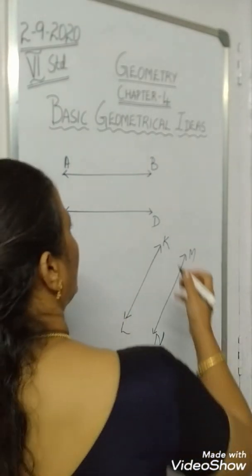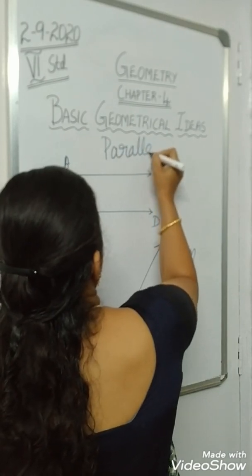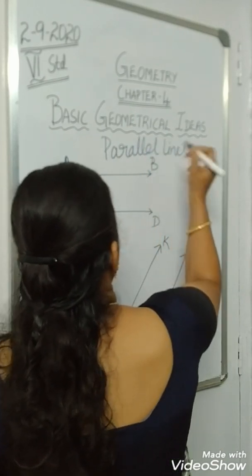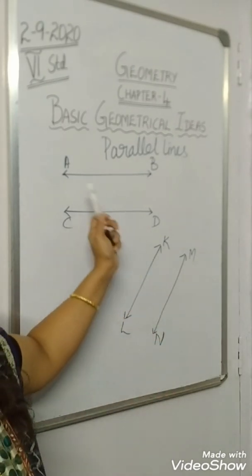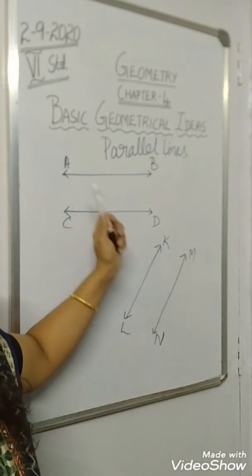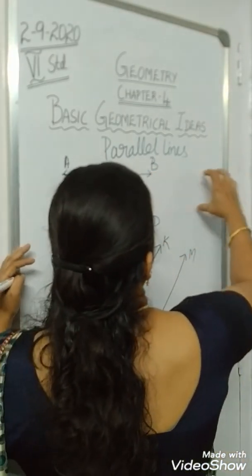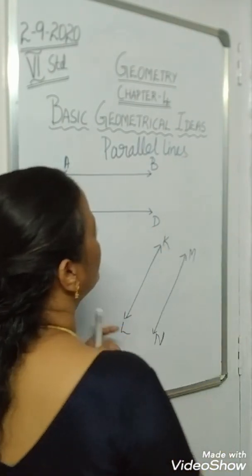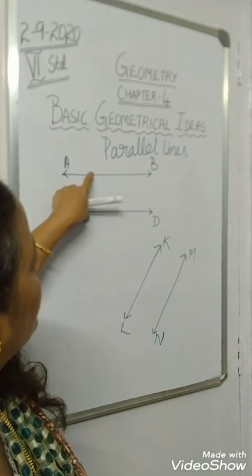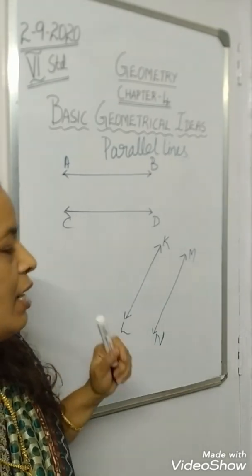They are called parallel lines. What do you mean by parallel lines? Parallel lines are the lines which do not meet at any point, and they have equal distance between them. See, if you extend this, it doesn't meet anywhere. If you extend this, even this doesn't meet anywhere, but the distance between them remains the same. So, such lines are called parallel lines.